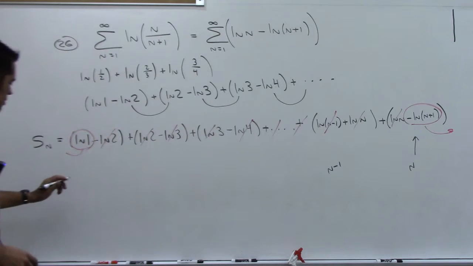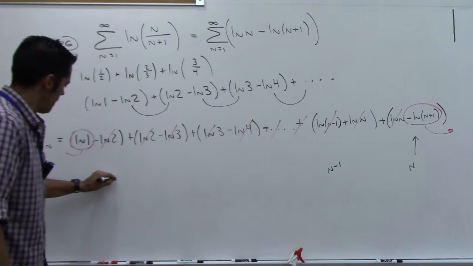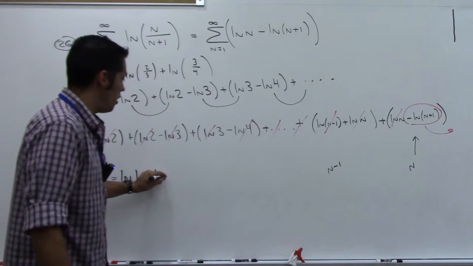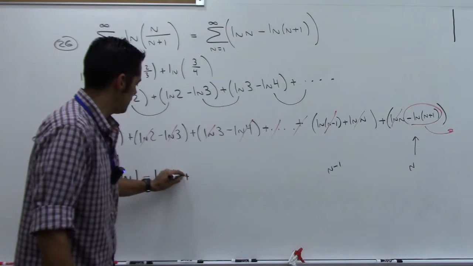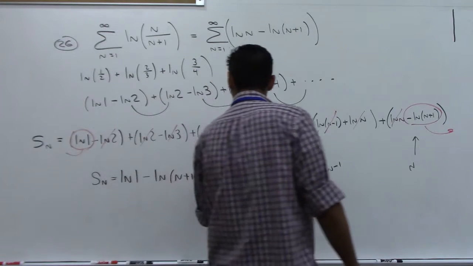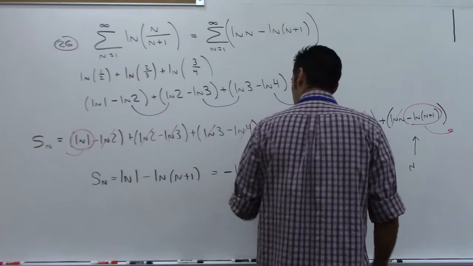So our nth partial sum is natural log of 1 minus natural log of n plus 1. And natural log of 1 is 0. So this is just negative natural log of n plus 1.